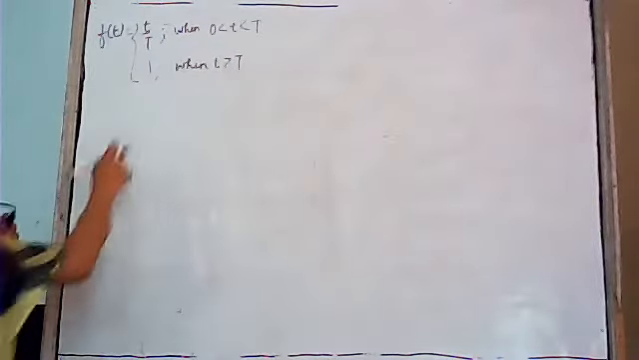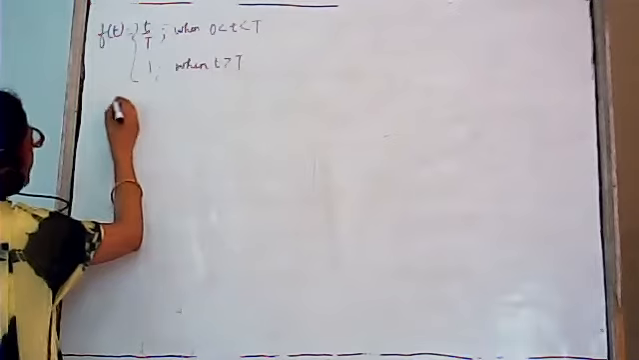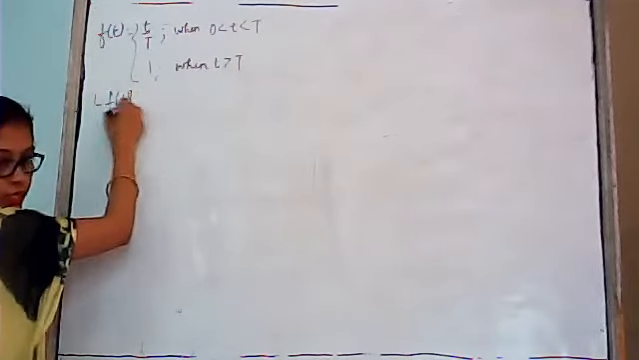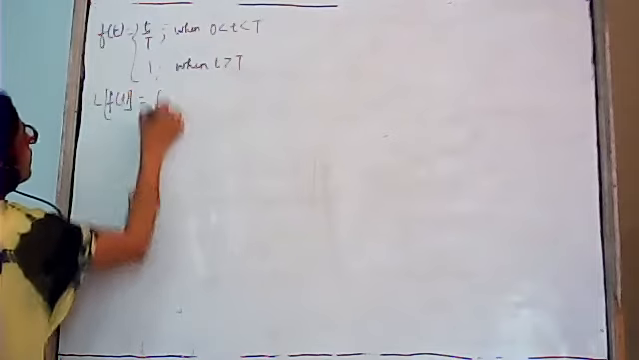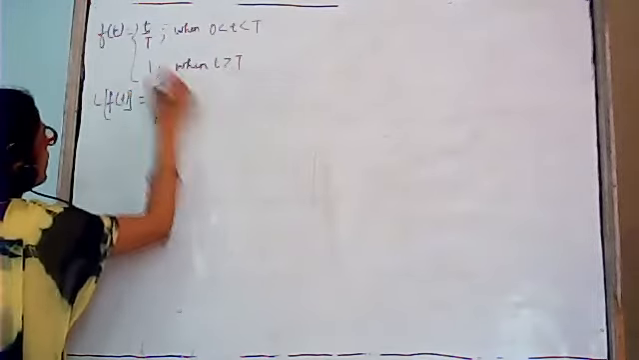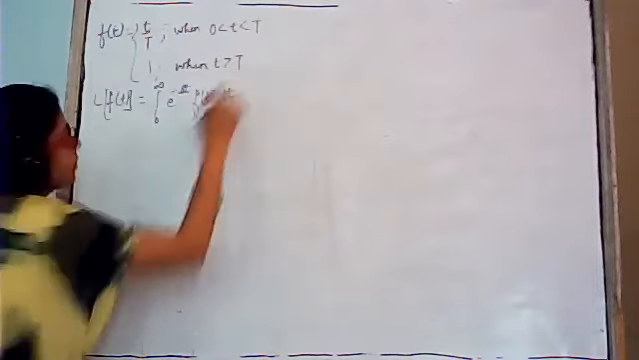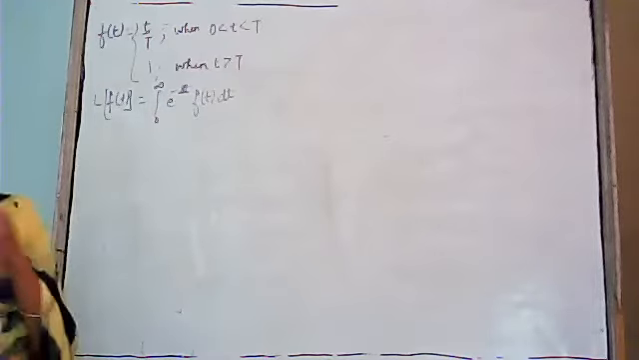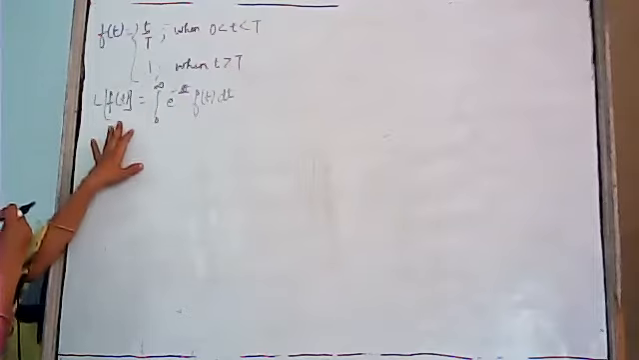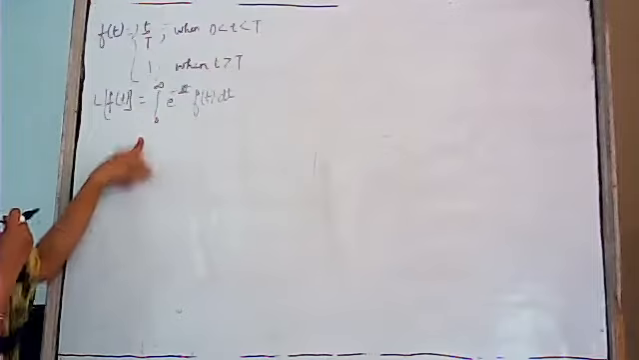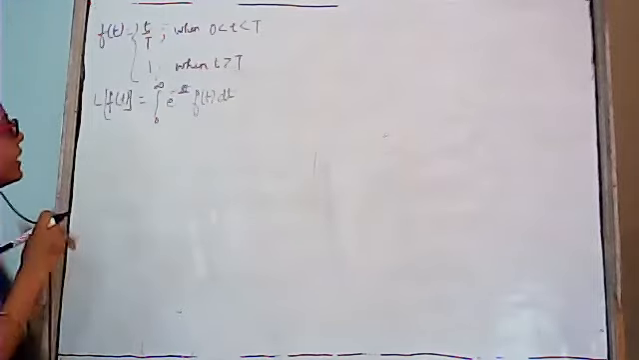Now, beta, we have done the formula of how to find the Laplace transformation. So the Laplace transformation of f of t equals the integral from 0 to infinity of e to the power minus st f of t dt. This is our general formula to find the Laplace transformation of any function.